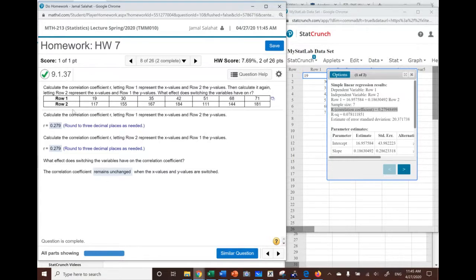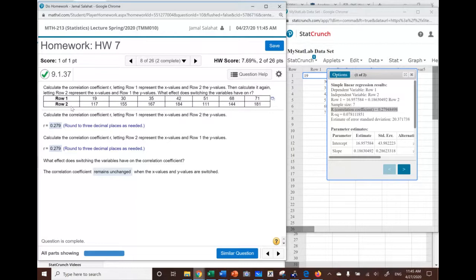How do we know which one goes under row 1 or X and which one goes under Y? Always you put what you're trying to predict. The dependent always goes under Y. So for example, age and income. Okay, we can predict income from age, but we cannot predict age from income. Hours of study and grade. We can predict the grade from the hours of study because the grade depends on how much you study. So the grade will be the Y. Okay.